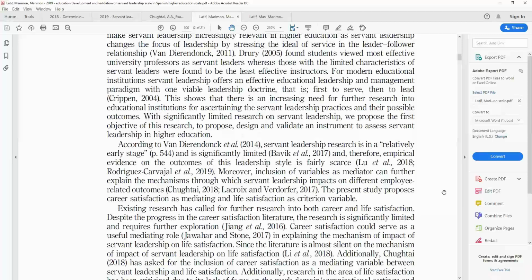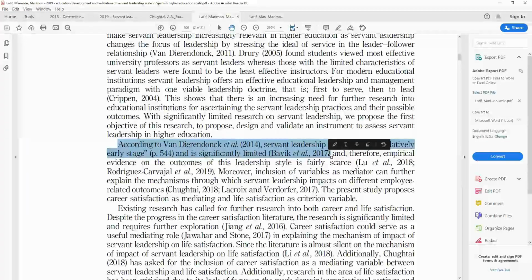How do you do that? Once you have filled that Excel sheet, once you have identified the gaps and limitations in existing research, and what existing researchers have proposed for future research, the next step is writing about those gaps with references for support. If you read this, according to Van Dierendonck and others, 2014, servant leadership research is in a relatively early stage and is significantly limited. Again, how did you get this information? When you search through the databases, you come across these papers.